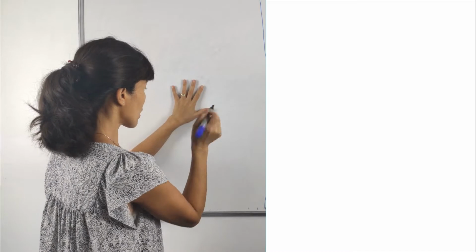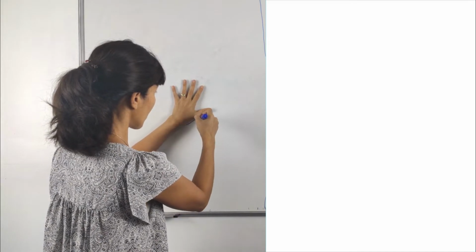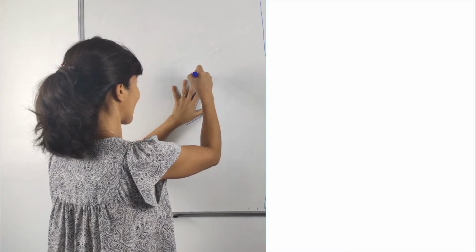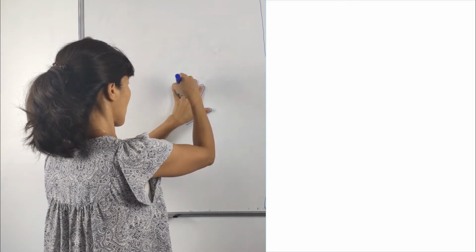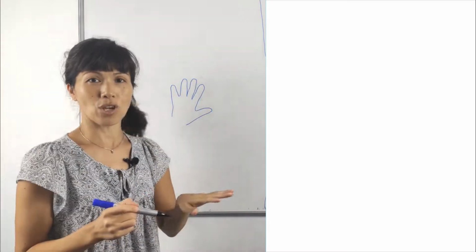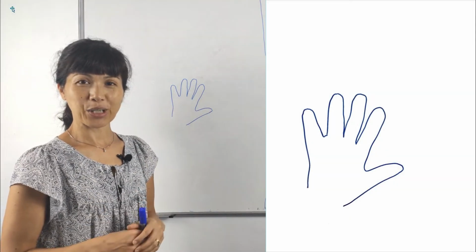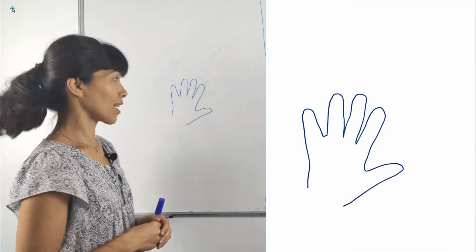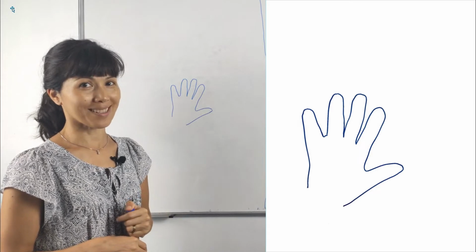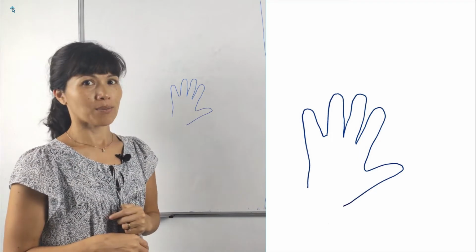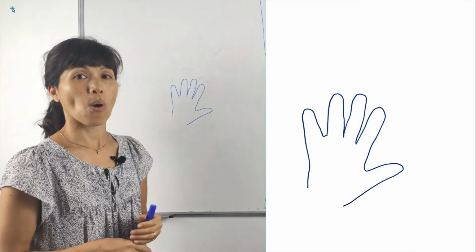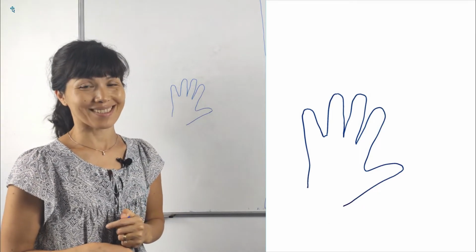So here's my hand. I'm using my left hand to draw because I'm right-handed. Here's my beautiful hand. That's it. Have you got yours? All right, so are you happy with your drawing? I'm happy with mine because it has 5 fingers I will be able to use. So the one thing to remember is this hand will be used for open and closed questions.